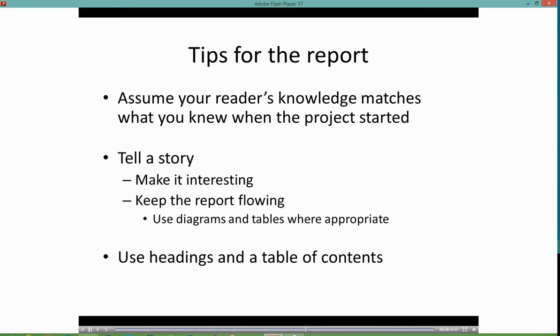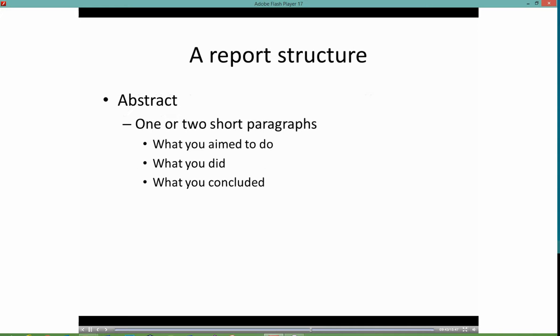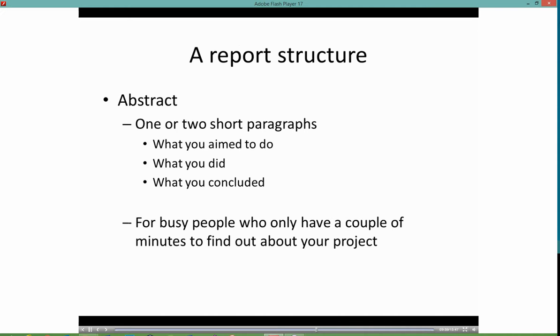The report structure about to be described follows the report structure already discussed. You might want to use different section headings and a different order, but whatever you do, ensure there is a clear, logical structure. The abstract is the first thing presented in your report, but it is actually written after everything else has been done. It summarizes in one or two short paragraphs what you wanted to do, what you actually did, and what you concluded. This is sometimes called the executive summary and is intended for very busy people who want to know about your project but have only got a couple of minutes to read about it.